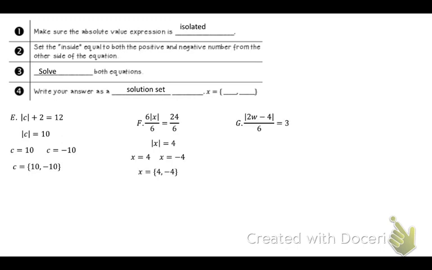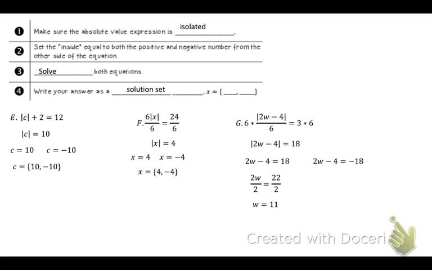This one, we have 2w minus 4 over 6 equals 3. Got to get rid of that division, so we're going to multiply by 6. So 2w minus 4 equals 18, and 2w minus 4 equals -18. Add that 4 over, you get 22. Divide by 2, you get 11. Add that 4 over, you get -14. Divide by 2, you get -7.